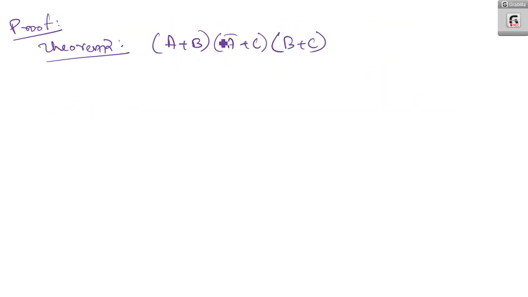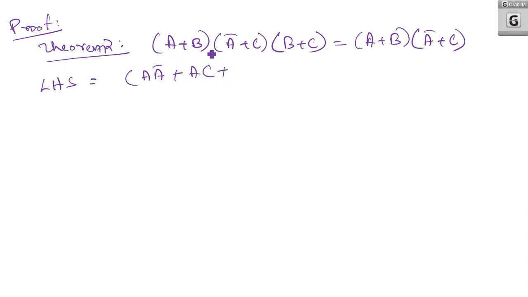A or B and A bar or C and B or C is the same as A or B and A bar or C. So let me try to prove it. First of all, I am going to expand the left side. Let me expand it. So what I will do is A A bar, or AC, or B A bar, or BC, and B or C.